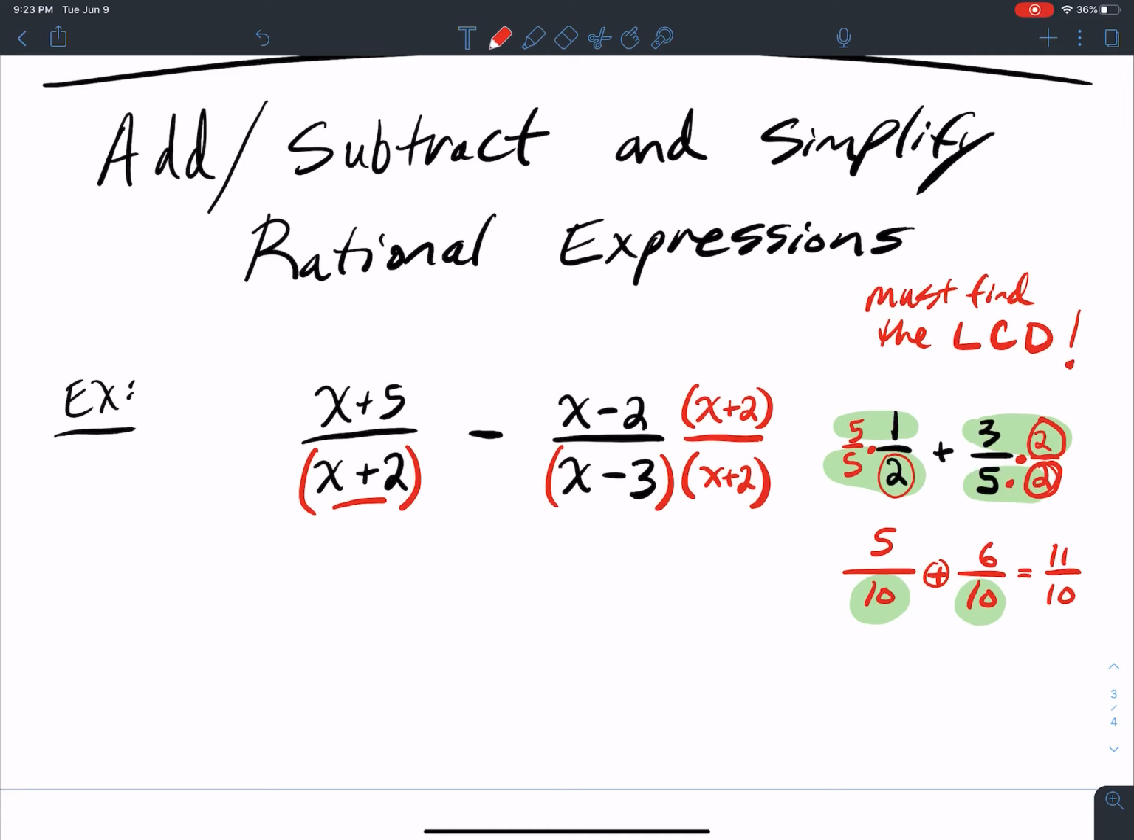And then over here, I need to add an x minus 3 factor to make it match up. But if I put it in the denominator, I've got to put it in the numerator, just like I did in my little trick here. Okay?